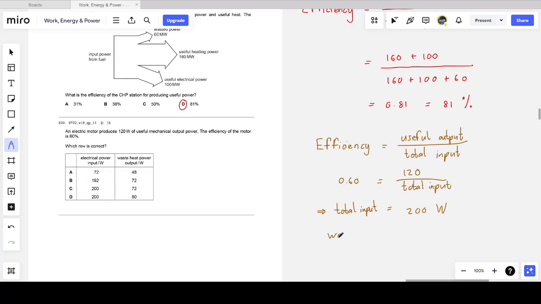But I need to find the waste. Now the waste is the useless power, the heat that's produced. And that's going to be the total input minus the useful output. What isn't useful will be waste, and that's equal to 80 watts. And so 200 watts of total input is matched by 80 watts of waste output, so that corresponds with option D. So just remember your formulae for efficiency, and the process will always be common. There shouldn't be that many questions, but it's always good to remember the simple formula when solving these problems.